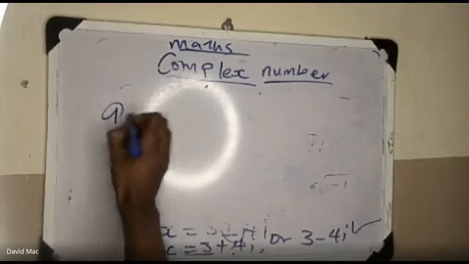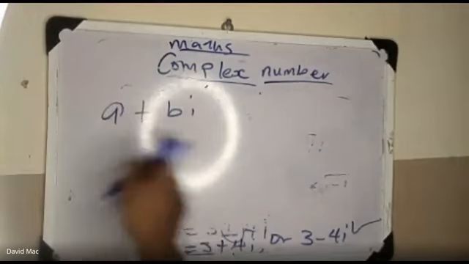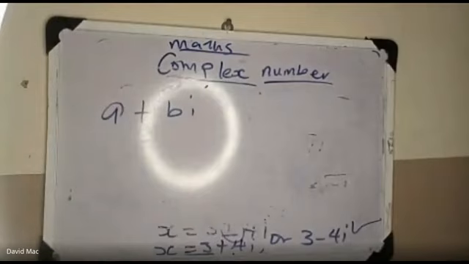This is the general form of a complex number, just like the general form of a quadratic equation. You know that it is supposed to be something x squared plus something x plus the constant. Is that not so? This is how a complex number is written. This is the general form.